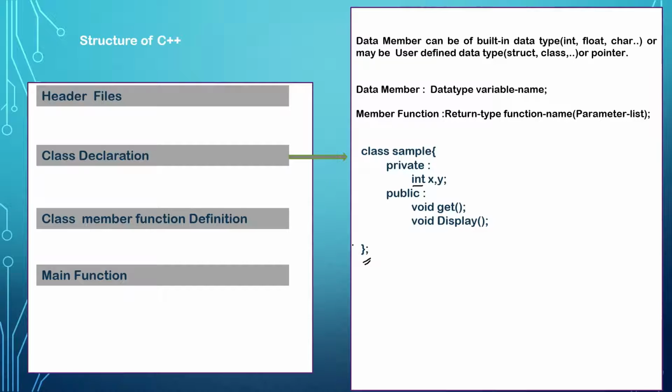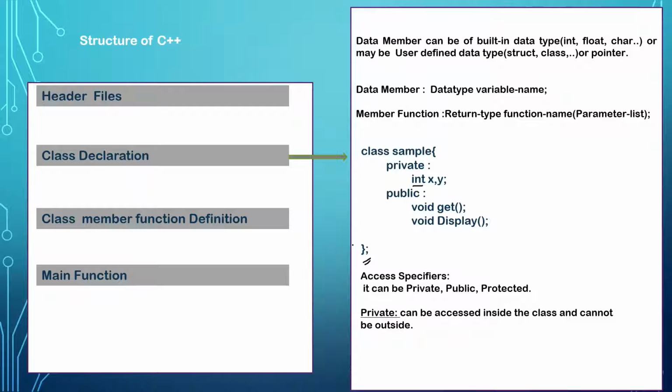There are three access specifiers in C++. The first one is private, the second is public, and the third one is protected. When you use private as the access specifier, its visibility is restricted inside the class. It cannot be visible outside the class. So the data members are protected now and not visible outside the class. When you give public, its visibility is both inside and outside the class.